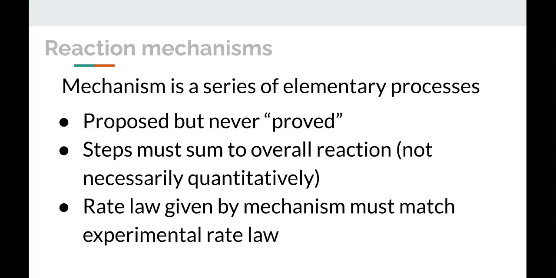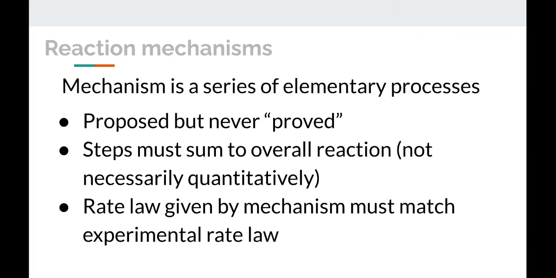So a mechanism is a series of elementary processes, and this is something that you can propose and you can seek evidence that supports it, for sure. And it is based on evidence. It's based on how the experimental rate law dictates that the reaction occurs. But you never actually can prove it. It's just sort of a possible helpful explanation.